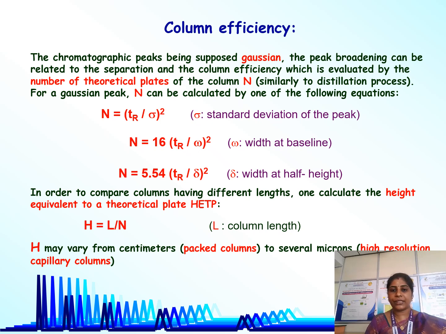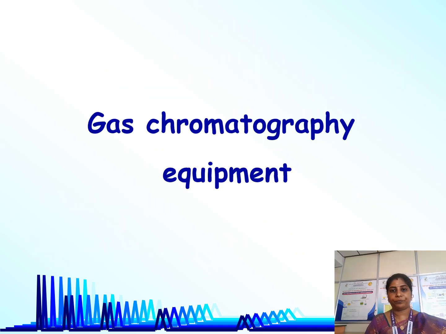N equals 16 divided by omega squared, where omega represents the width of the baseline. N equals 5.54 tR divided by delta-half squared, with delta-half being the half height. In order to compare columns having different lengths, one calculates the height equivalent to a theoretical plate. H equals L by N, where L represents the column length. H may vary from centimeters in a packed column to several microns, which is a high resolution capillary column.